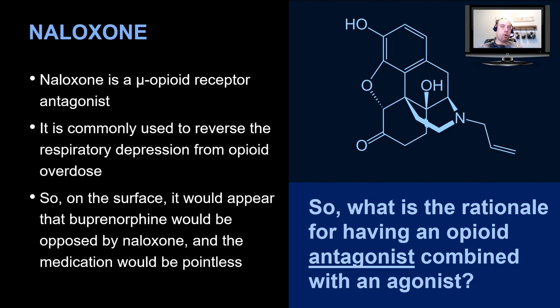It's commonly used to reverse the respiratory depression from opioid overdose. Most of us probably know about naloxone or Narcan as it's used in emergencies for someone who's overdosed. So on the surface, if this is blocking opioid activity, but buprenorphine is supposed to give us opioid activity in these patients that are dependent, it would appear that this is futile, right? That buprenorphine would be opposed by naloxone, and the medication Suboxone would be pointless.